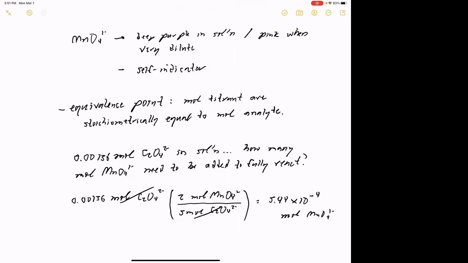If you knew, for example, the concentration of the permanganate solution in moles per liter, you could back calculate a volume of that you would have to add to fully react with all of the oxalate. So that would just be a second step to this if we wanted to do that. Okay. So everybody with me more or less so far on what we're doing here in an analytical titration? Any questions?